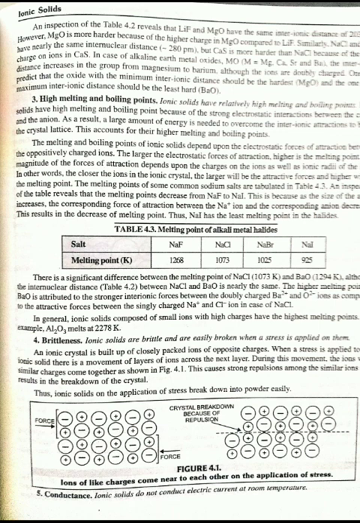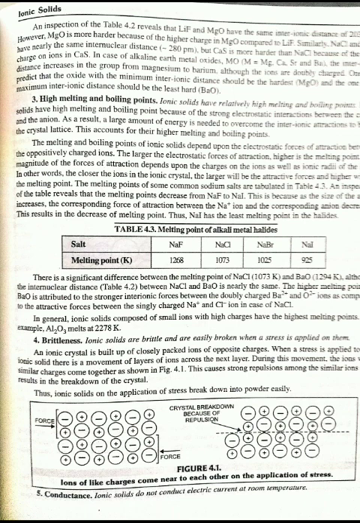Third, high melting and boiling points. Ionic solids have relatively high melting and boiling points. Ionic solids have high melting and boiling points because of the strong electrostatic interaction between the cation and the anion. As a result, a large amount of energy is needed to overcome the interionic attractions to break the crystal lattice. This accounts for their higher melting and boiling points.